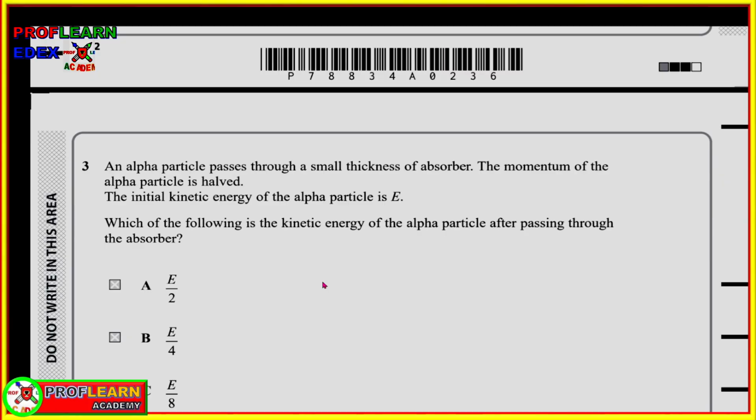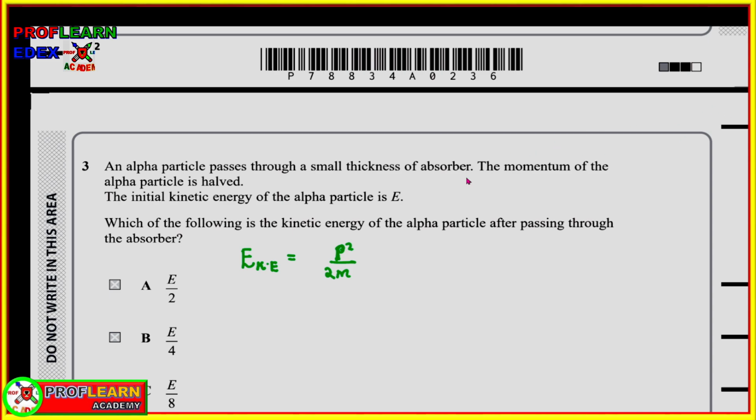So what is the first thing that we need to remember here? We need to remember a few things. Number one, that kinetic energy is given by the formula p squared over 2m. So that's one of the formulas that we have to remember, where m is the mass of the particle and p is the momentum of that particular particle.